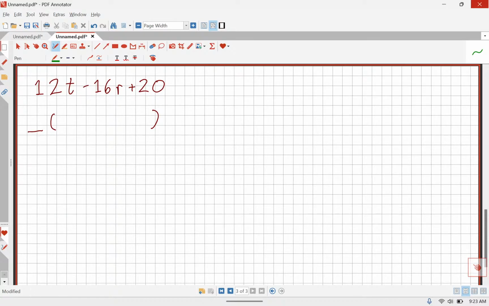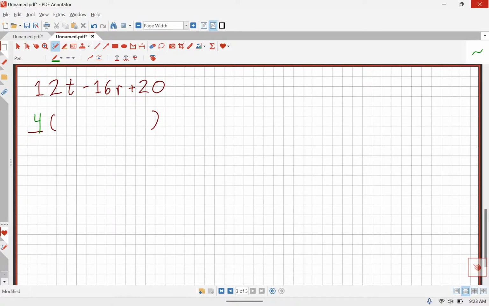Okay, Taos, what number did you put outside the parentheses here? Okay, 4. Now, if that's a 4, Taos, what needs to go in here to make a 12t? 3t. How about a minus 16r? He's on it. Leave him be. It's okay. Yeah, plus 5. Very good. How many of us got 4 open parentheses, 3t minus 4r plus 5?